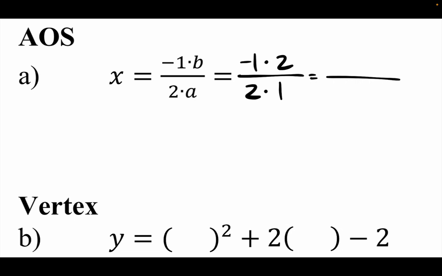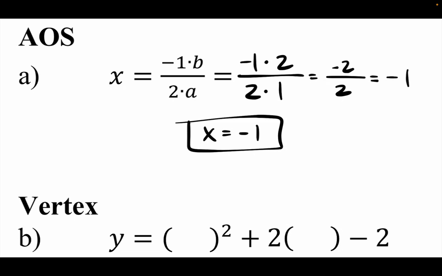Multiply. -1 times 2 is -2. Positive 2 times 1 is positive 2. Divide, if we can. We can divide this one. What's -2 divided by 2? -1. So my axis of symmetry is at -1.